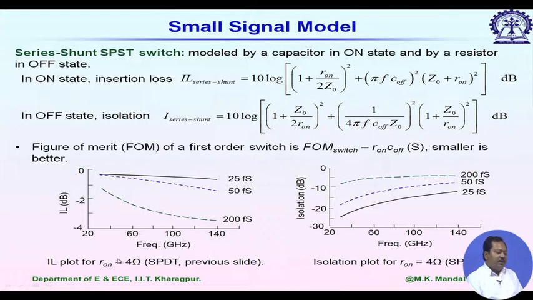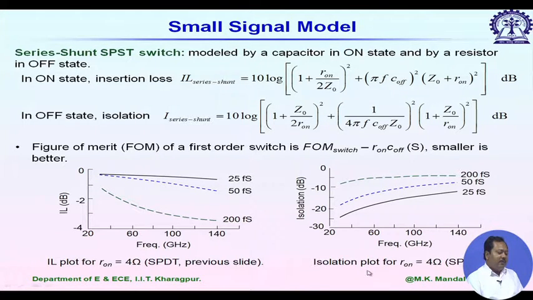Here are some comparisons: insertion loss versus frequency for different figures of merit. We see that for 25 femtosecond R on C off, even at 140 gigahertz the insertion loss is below 1 dB. For 200 femtosecond it degrades to almost 4 dB. We have considered R on equal to 4 ohm.